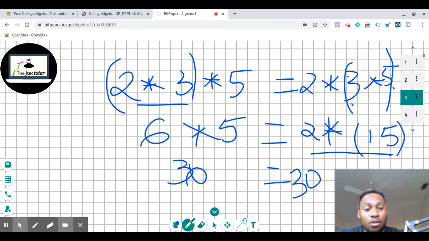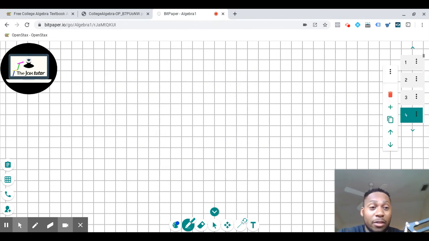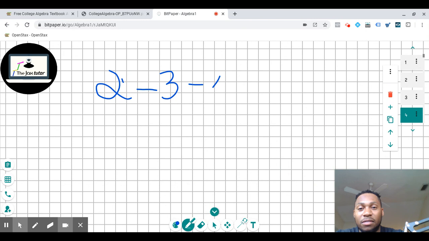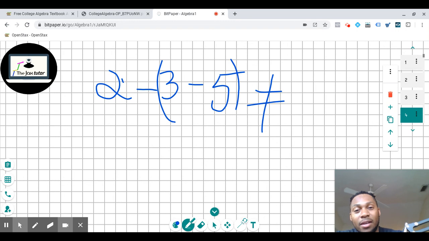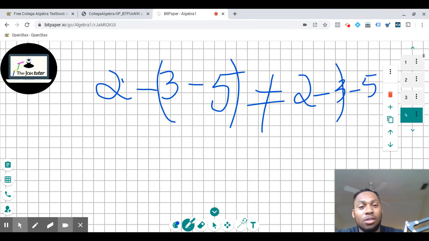That means you can group them any way you want to. You can group the first two, or you can group the last two. You should get the same thing. It's not the same thing for subtraction though. Let's say we subtract (2 minus 3) minus 5. It won't be the same thing as 2 minus (3 minus 5). These two won't be the same.